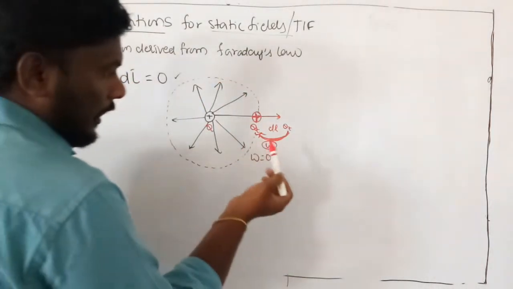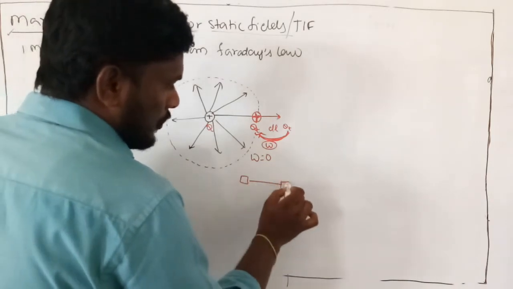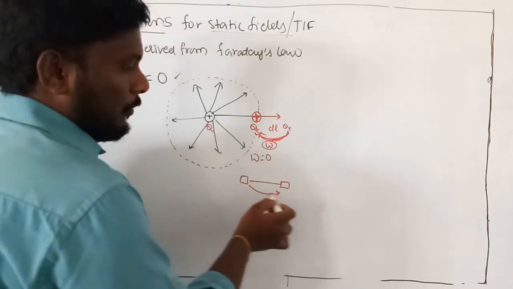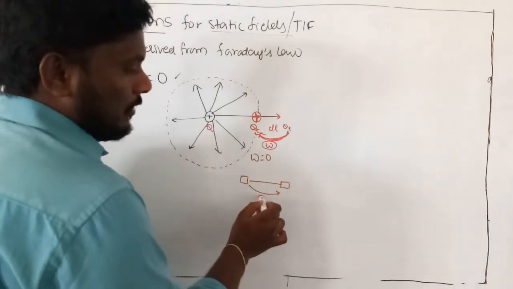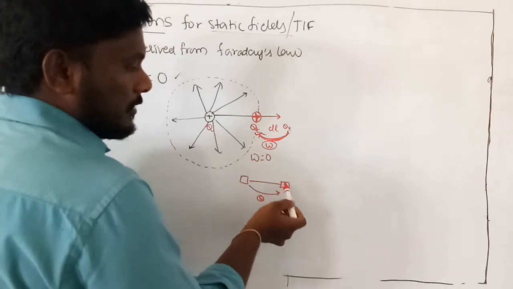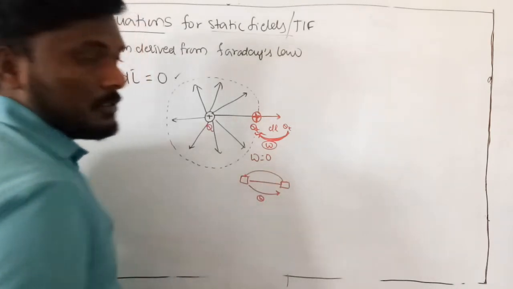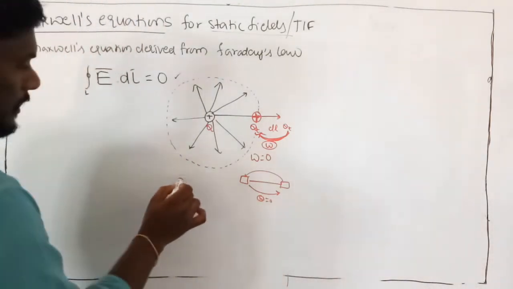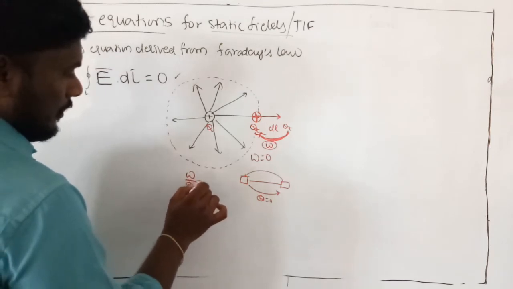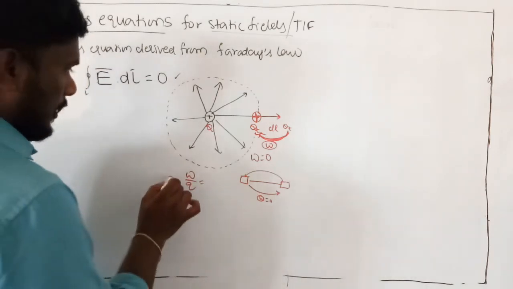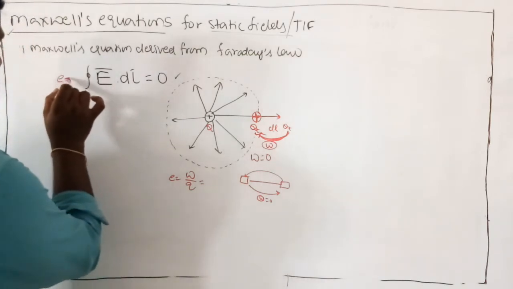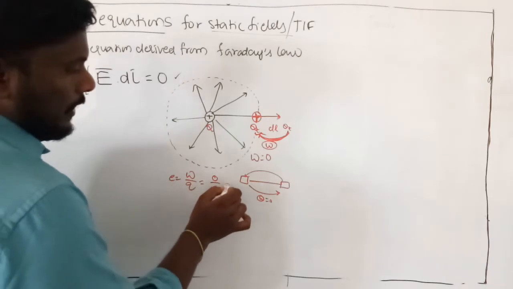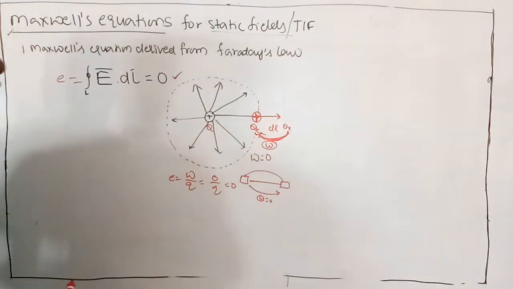If you move a body from one position to another position, in this case work is done. Suppose you bring the same body back to the same position, in this case the work is not done. So the work done is 0. What is the work done on a charge? It is potential. So E is equal to W by K. As there is no work done on the charge, 0 by K is equal to 0. So that's why you get 0 like this.